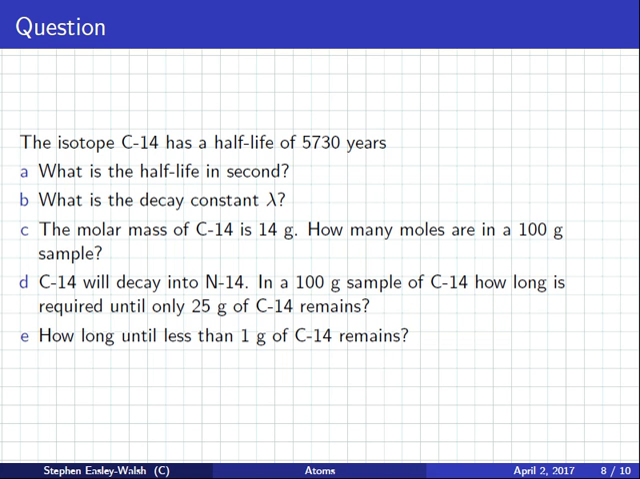Now look, I actually say in part D what carbon-14 decays into, Andrew. It decays into nitrogen-14. So carbon-14 will decay into nitrogen-14. In a 100 gram sample of carbon-14, how long until you have 25 grams of carbon-14 remaining? Remains for 75 grams. I won't say anything.